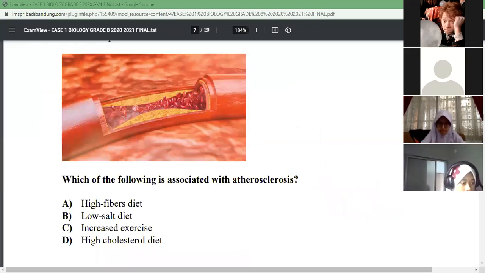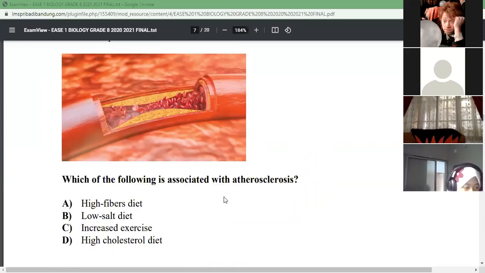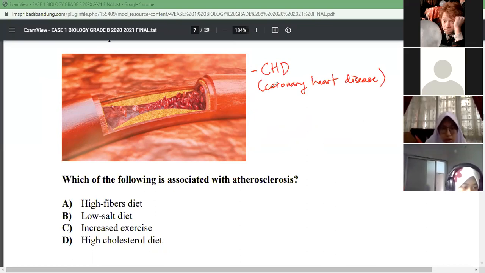Which of the following is associated with atherosclerosis? Okay, it seems that this is related to heart disease. I will tell you this one. There are some famous heart diseases. The first one is CHD, coronary heart disease. Have you heard about this? Penyakit jantung koroner. Ada yang pernah dengar?